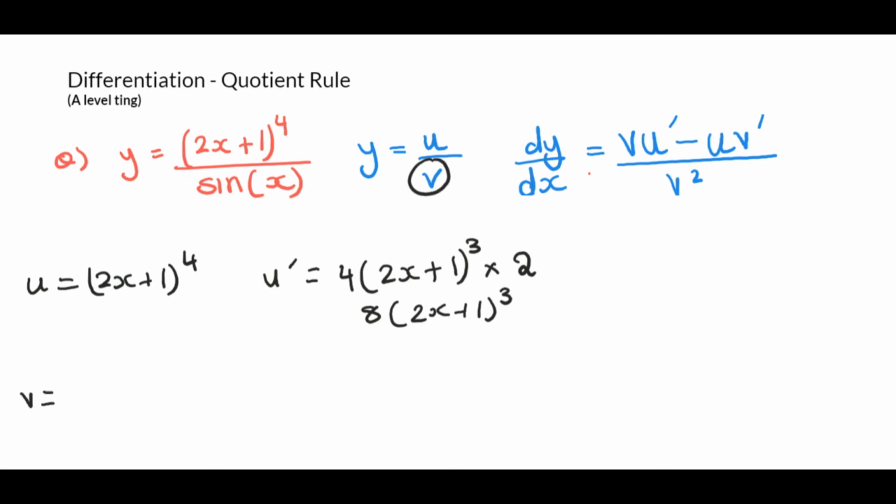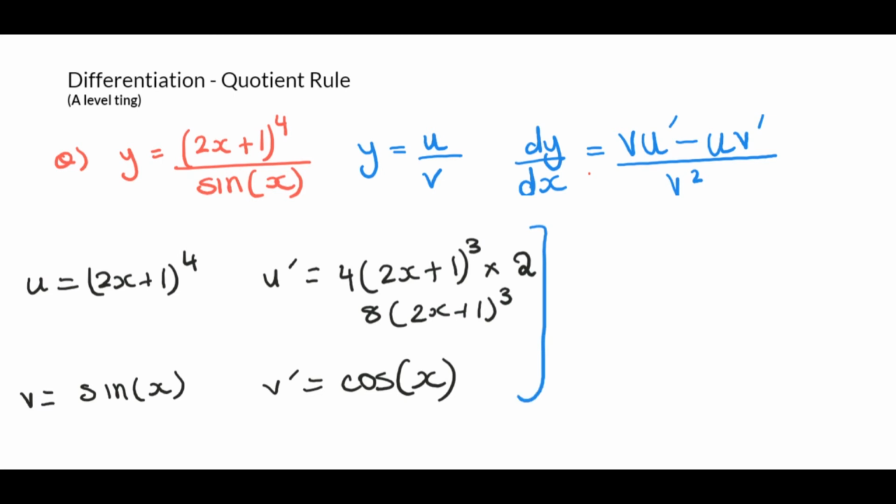V is this thing here, so v is sin x. So then v dashed is telling me, what happens when you differentiate sin x? You get cos x. Now this is given to you, but it's good if you can memorize this stuff. Makes your life easy. Saying that, now let's find dy by dx.